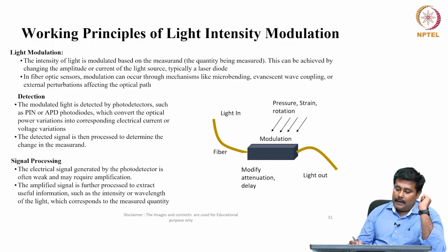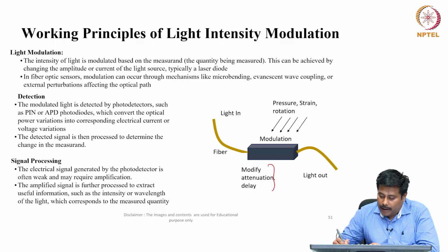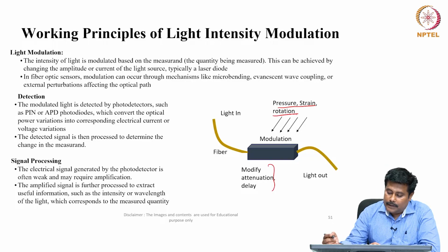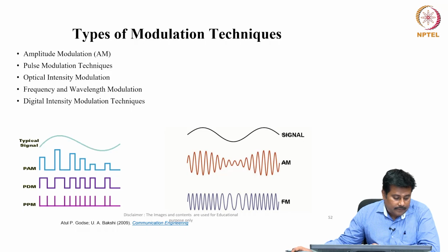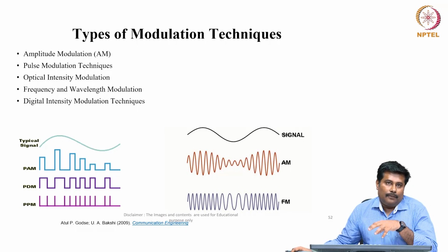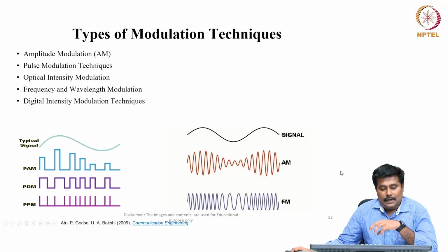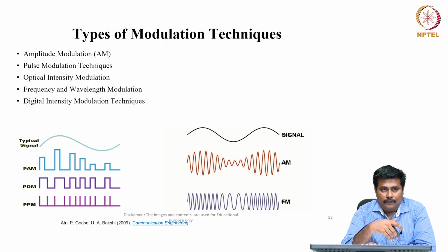In most of these modulations, these modulations can be useful to measure pressure, strain or rotation. The light in through the feedback and light out through the feedback can be efficiently monitored. As far as amplitude modulation is concerned, there are different types of modulation techniques with reference to light.